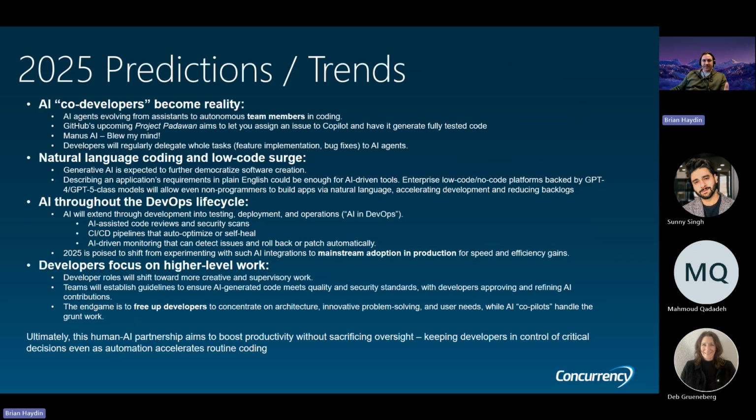So what about my predictions? What do I think is going to happen in 2025? I think you're going to see things like co-developers become a reality. I watched a video a couple days ago, shared it with everybody on the team, about Manus AI, and it was absolutely mind-blowing. If you haven't seen it yet, go take a look at Manus. Long waiting list, a couple million people to get into it, but take a look at what it's able to do.